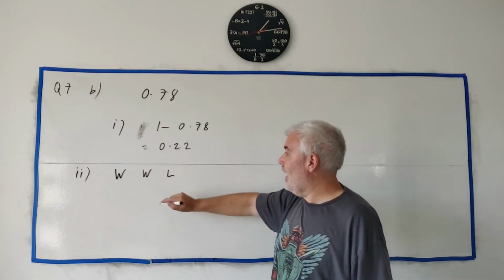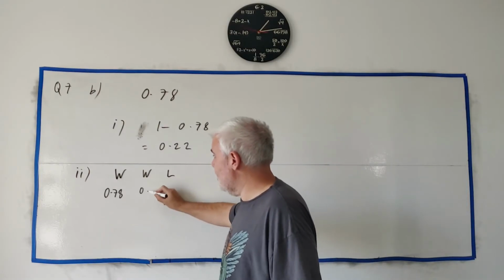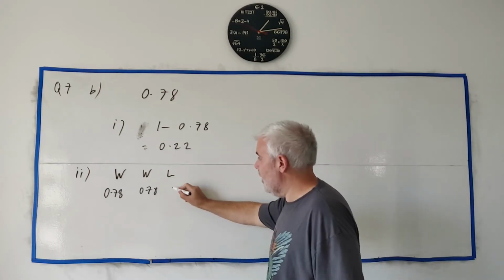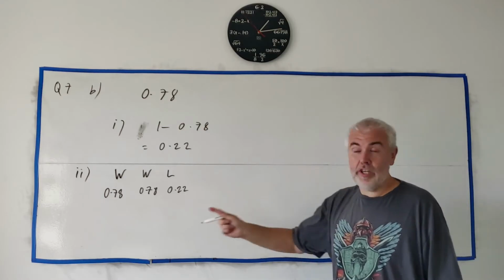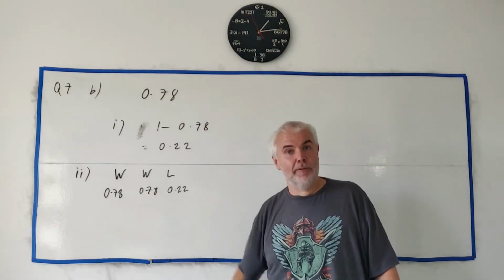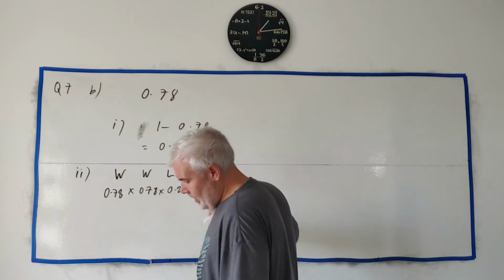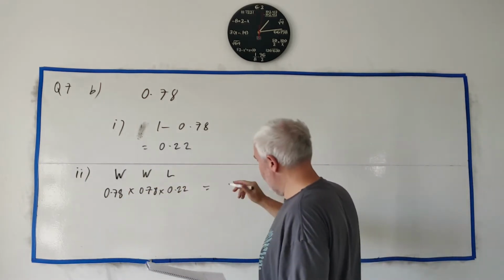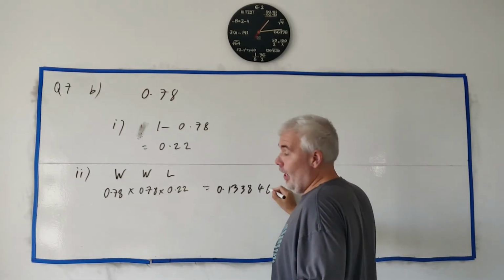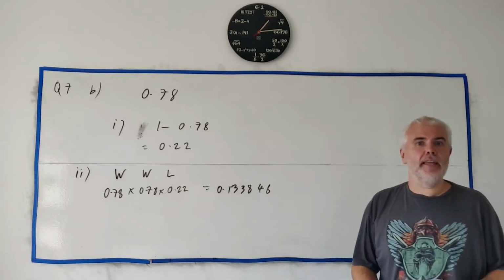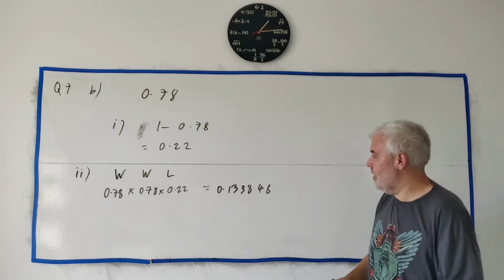So to write this in maths, the chances of this happening is 0.78. The chances of this happening is 0.78. Chances of this happening is 0.22. The chances of all 3 of them happening, you have to multiply them all together. If we multiply all of these together, we get 0.1338848, and they asked for the probability to 3 decimal places.